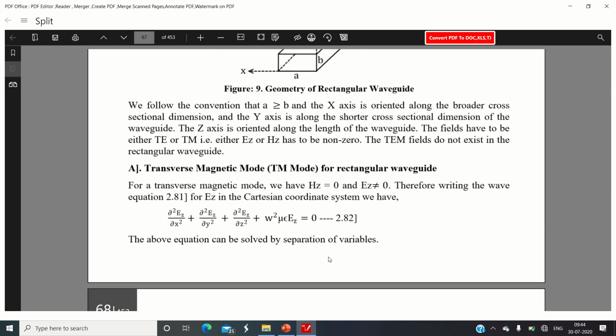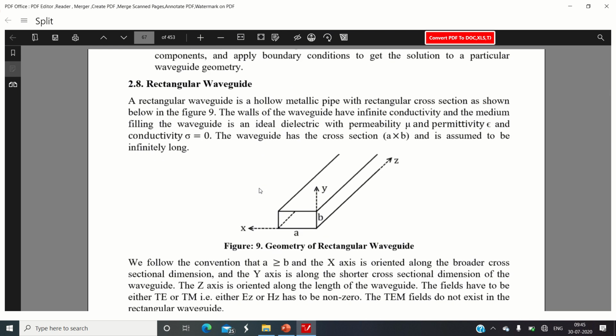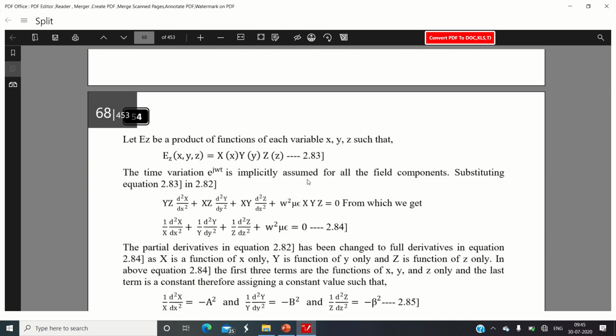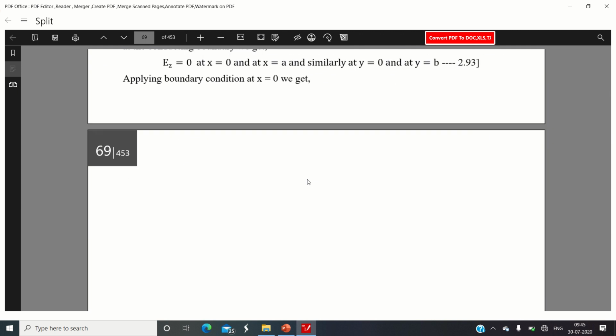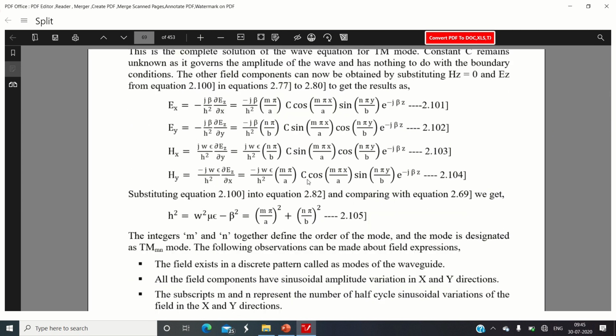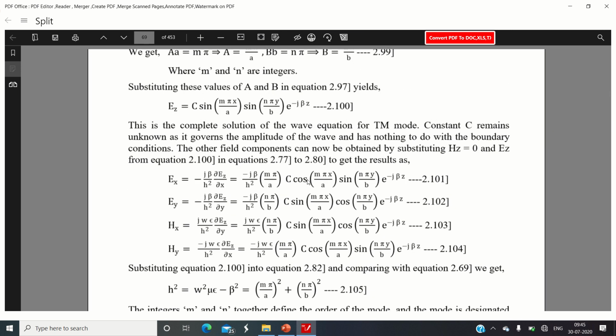Now we already derived the equations for the field components, that is, the modal analysis we already performed for the rectangular waveguide and for the circular waveguide in transverse magnetic mode and in transverse electric mode. So the same geometry is shown over here, the rectangular waveguide, and the equations for the transverse magnetic mode are given over here. These are the set of equations.